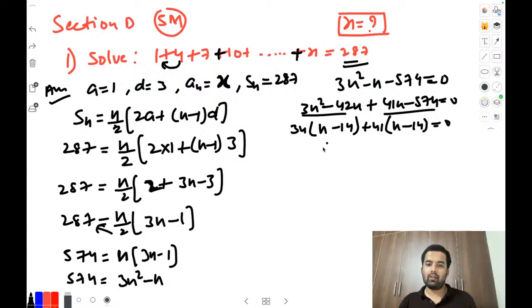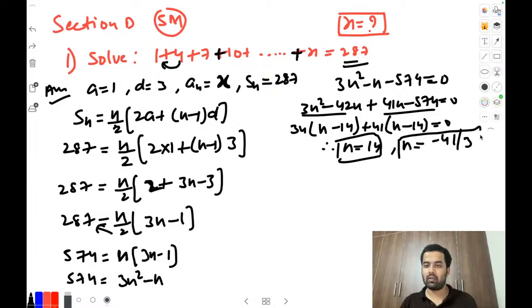So n value here becomes 14, correct? And the next n value becomes minus 41 by 3. I wrote it directly, okay? I hope this is clear now. How we got these two values, correct? Now, as you see, the n value is negative, so this is not applicable. This is only applicable, correct? But still, we are not getting the answer of this. So what to do here next?